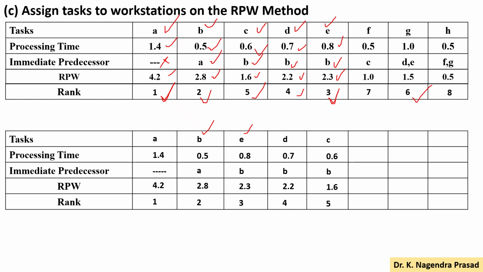Next, rank 6 is for task G. After C, task G comes, and write down its data: processing time is 1, immediate predecessors are D and E, RPW value is 1.5, and rank is 6. Next, rank 7 is for F: processing time is 0.5, immediate predecessor is C, RPW value is 1, and rank is 7. And the last one, rank 8, is for task H: processing time is 0.5, immediate predecessors are F and G, RPW value is 0.8, and rank is 8.